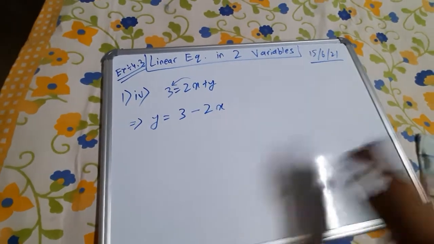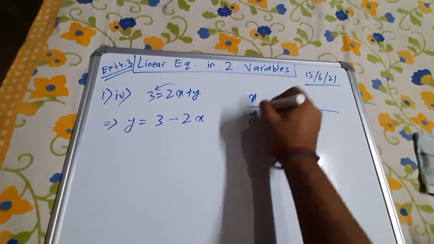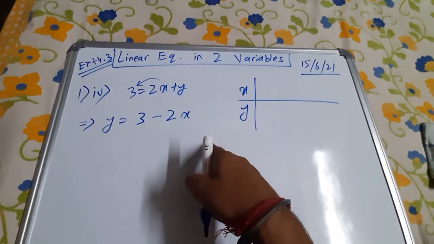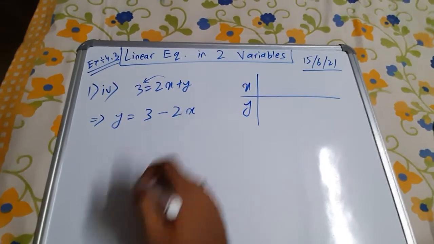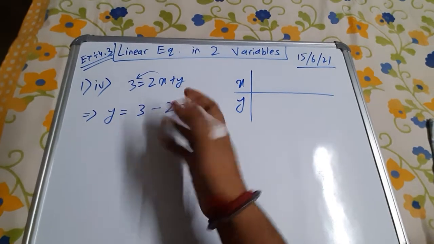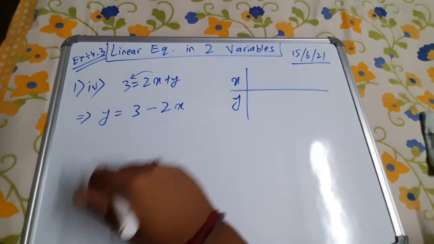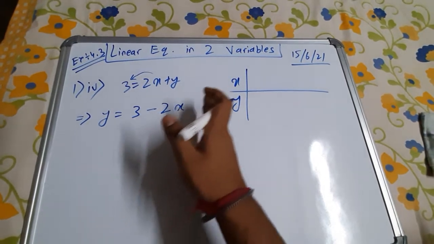Now what I will do is draw a table like that. You have seen this kind of table drawn by me in the previous class. I told you that x is the independent variable and y is the dependent variable. Now this is a very common sense question: whose value can you choose? An independent variable's value or a dependent variable's value?